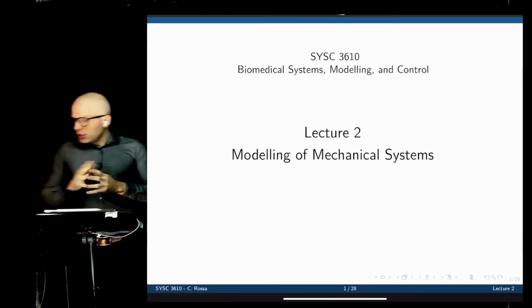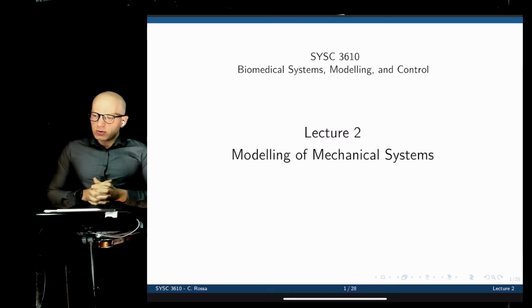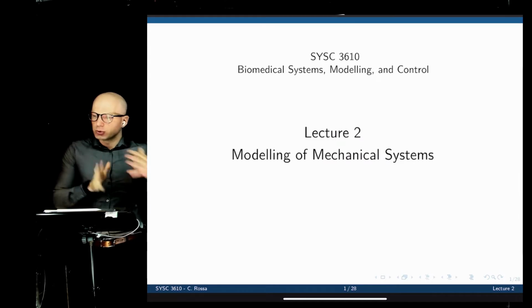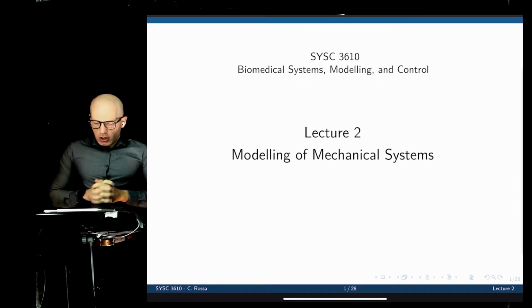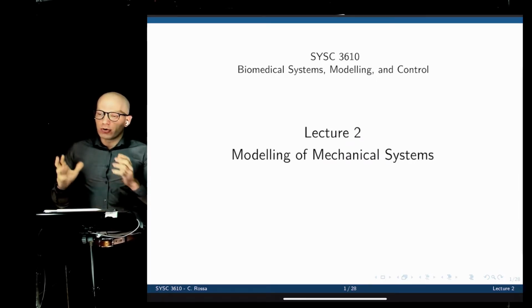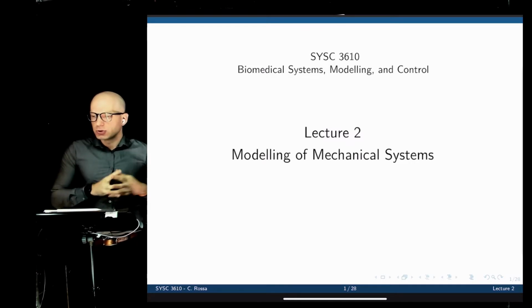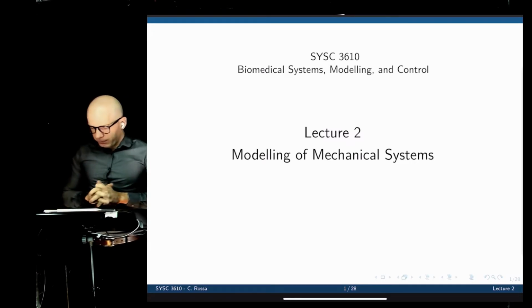What we are going to see here is not necessarily new. It's something that you saw in dynamics before. We're going to go over it quickly and define a new notation that we use later. Establish the equation of motion for mechanical systems, and later we'll be able to solve them using Laplace transform. Okay.